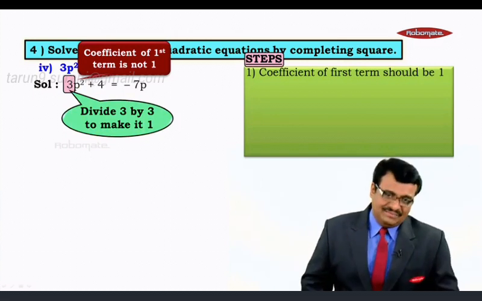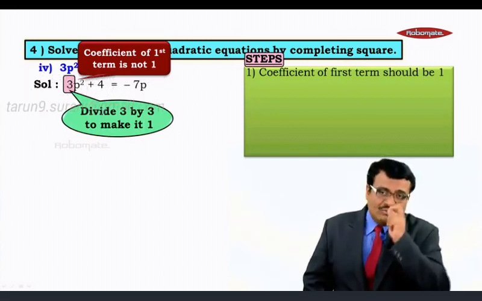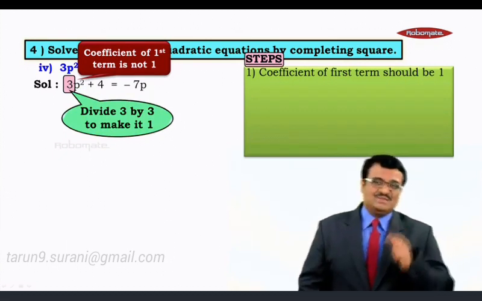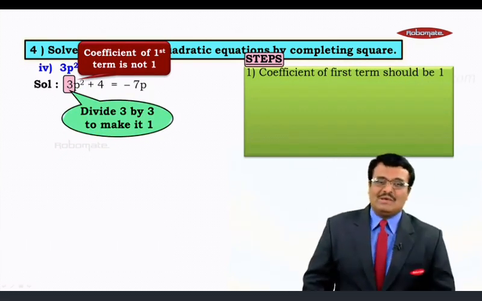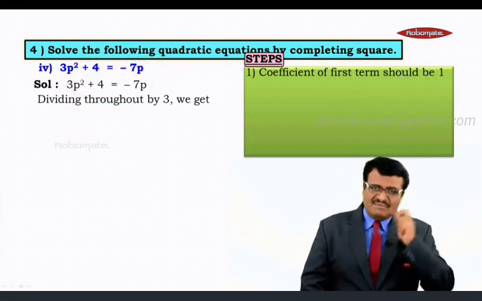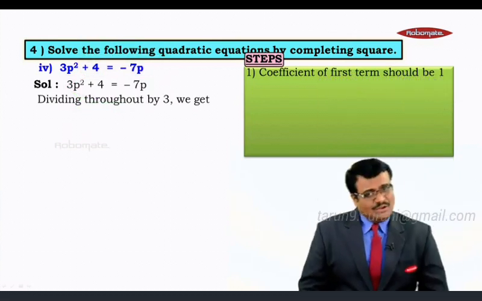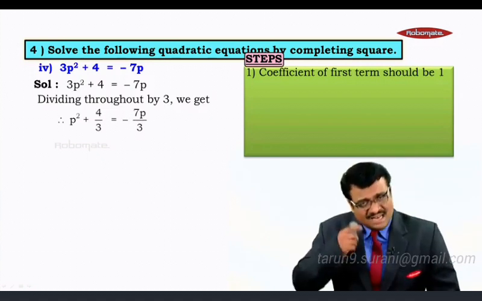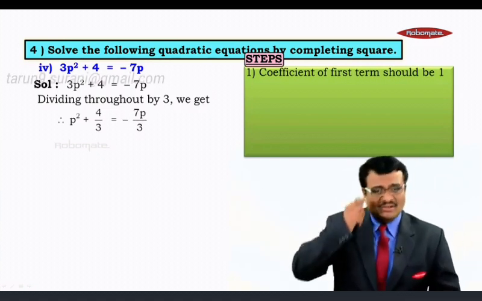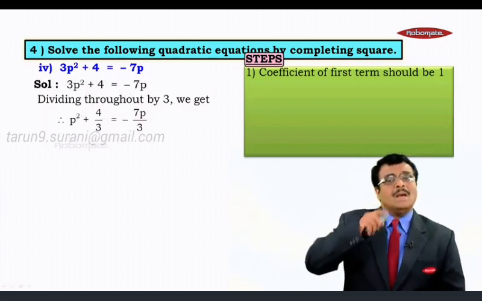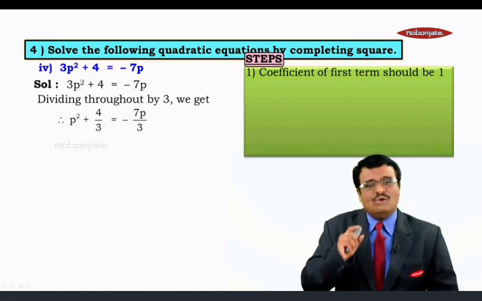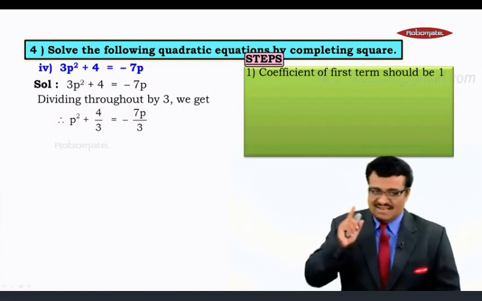Divide throughout by 3. And when you divide throughout by 3, the coefficient of p square, you'll get 3 upon 3, which is 1. So let us do that. Let us make the coefficient of p square 1. Dividing throughout by 3, each and every term gets divided by 3. So what you get is 3p square upon 3, which gives you p square, plus 4 upon 3 is equal to minus 7p upon 3. So the first step, making the coefficient of p square 1, is done.